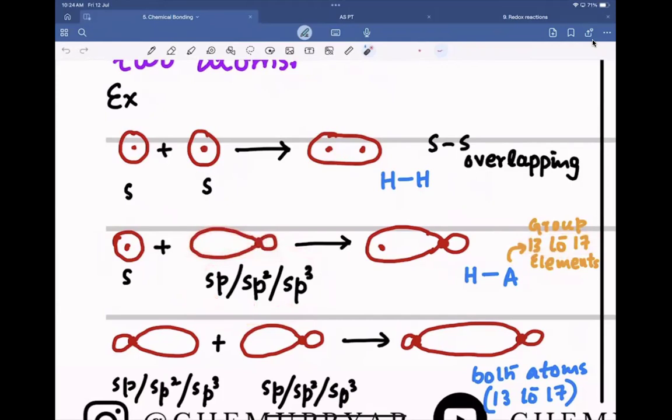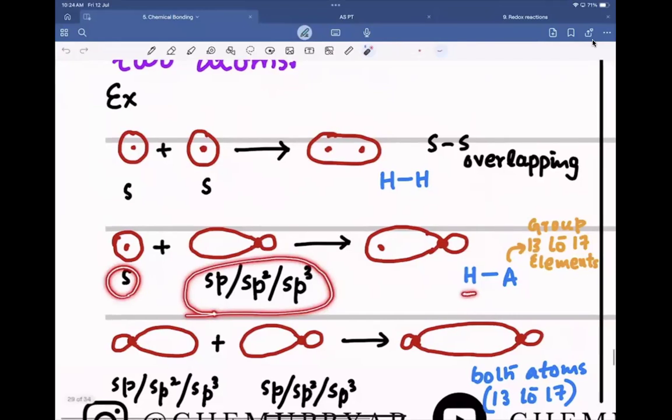These two overlap with each other like this, and as a result we got this shape. So this also forms a sigma bond, but in this sigma bond an s orbital overlapped with any one of these orbitals, and this is the case when hydrogen is bonded with any atom from the elements of group 13 to group 17. Is this understandable?